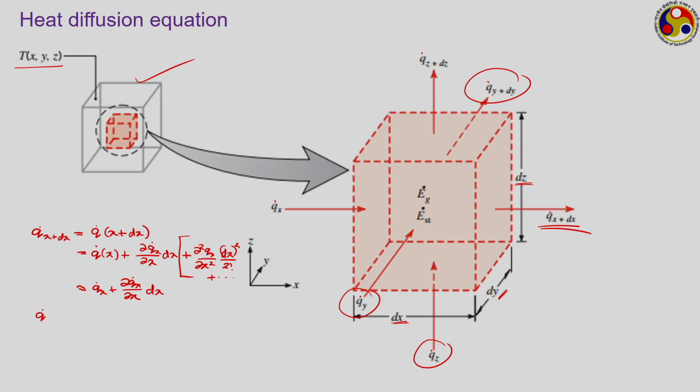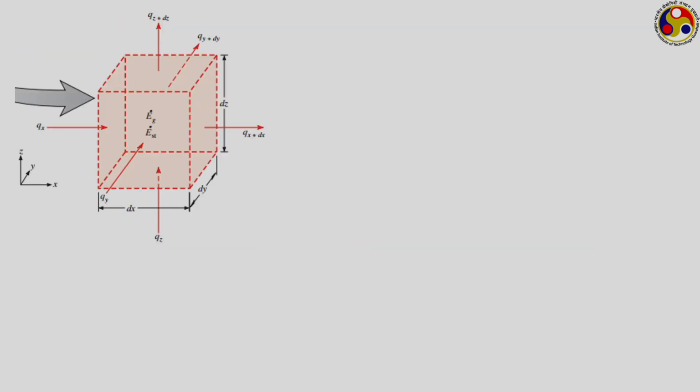Just the same, we can write q dot y plus dy, the conduction heat transfer rate leaving through this particular face, approximately as q dot y plus dou q dot y by dou y dy, and q dot z plus dz can approximately be represented as q dot z plus dou q dot z by dou z dz. Now, just look, there are two more terms shown on this figure.